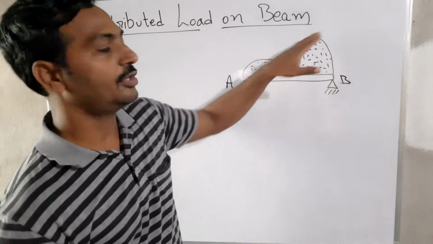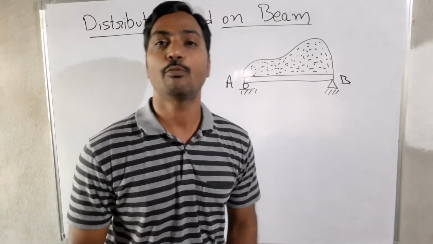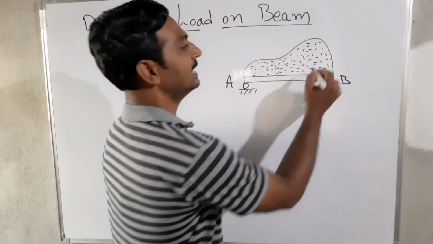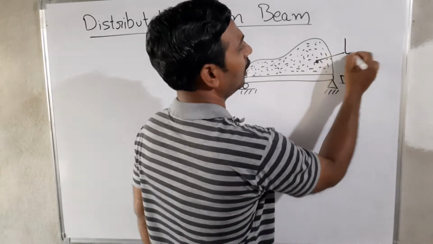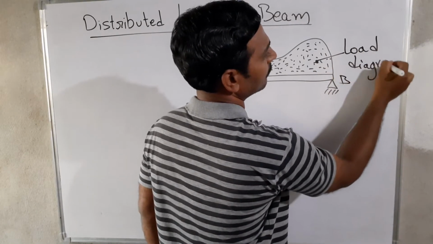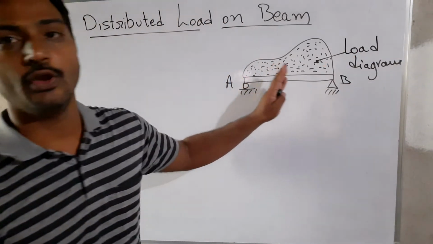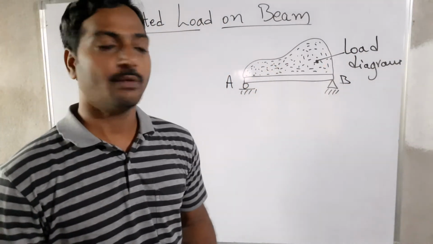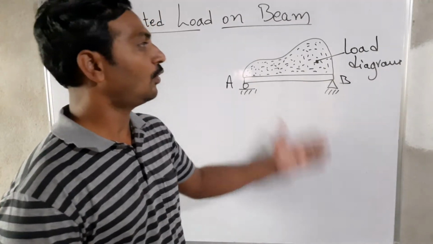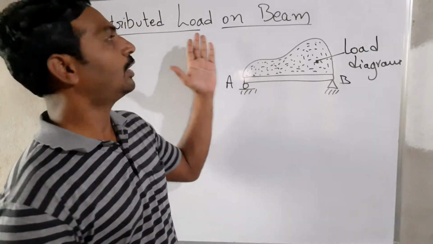Then there is a distributed load acting, which I am considering over the length of the beam. This diagram is going to be called the load diagram. This is what we are going to call the load diagram. So how are we going to simplify the load diagram, or the distributed load on a beam?